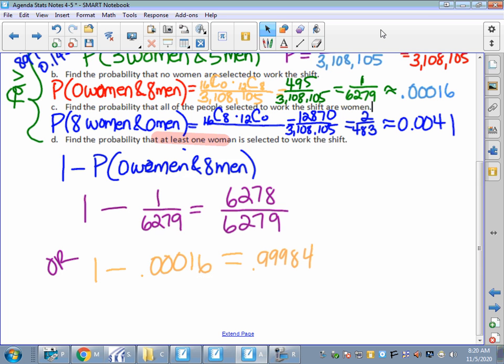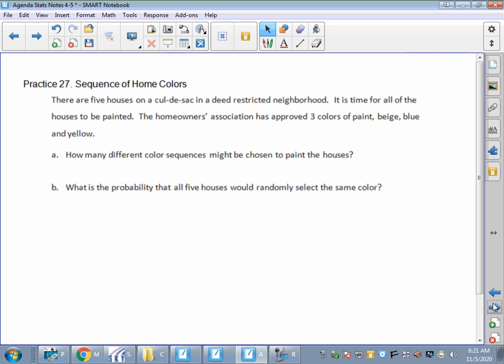All right, let's talk really quickly about some house colors. There's 5 houses on a cul-de-sac. It's in a restricted neighborhood. You have to ask permission for everything. And you are only allowed to choose 3 colors of paint to paint your house. You can pick beige, blue, or yellow. So those are exciting paint choices. How many different color sequences are there?